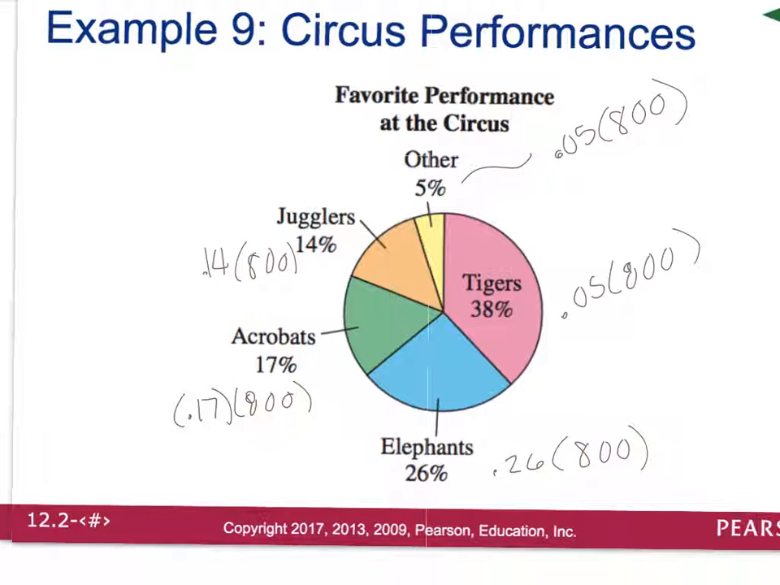Okay, so if you do your mathematics here, or your arithmetic, there should be 304 people that like tigers, and 208 elephant lovers, 136 acrobats, 112 jugglers, and 40 people who voted for other.